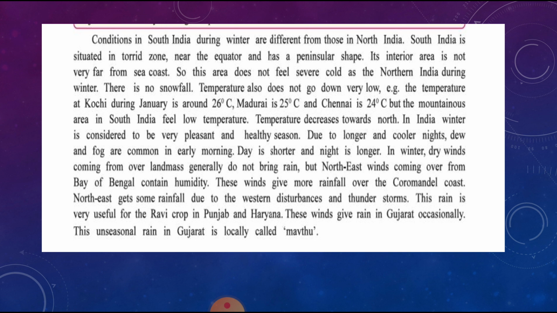See, this rain is very useful for the Rabi crop grown in Punjab and Haryana, and sometimes this wind also brings rain in Gujarat. And this unseasonal rain in Gujarat is locally called Mawath.